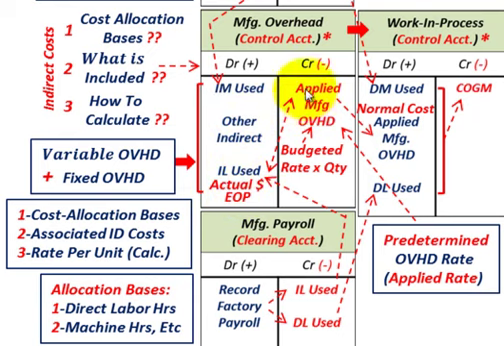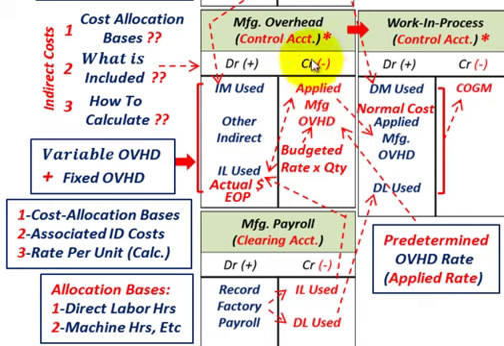But while these jobs are going through the factory, we're going to apply a budgeted or predetermined overhead rate, an applied rate, for those jobs. We're doing that in order to get the costing as the job moves through the factory. We don't have our actual costs until the end of the period, but we want to get our applied or estimated cost on these products as they flow through the factory.